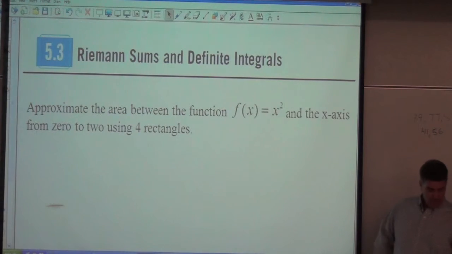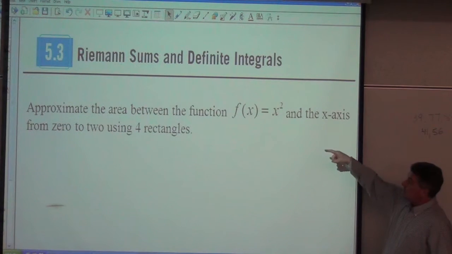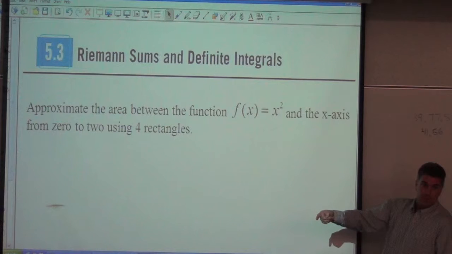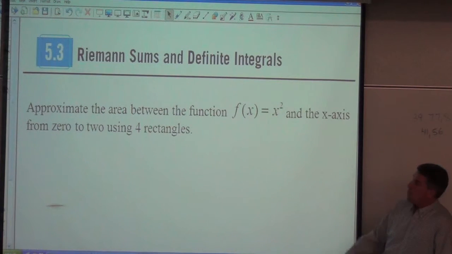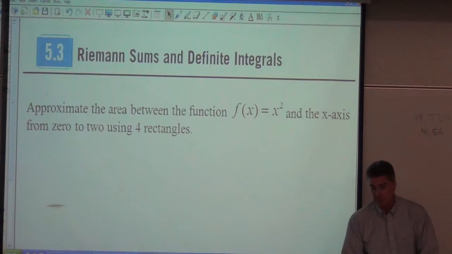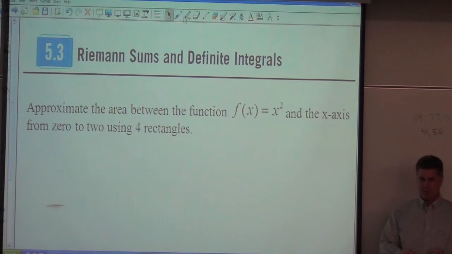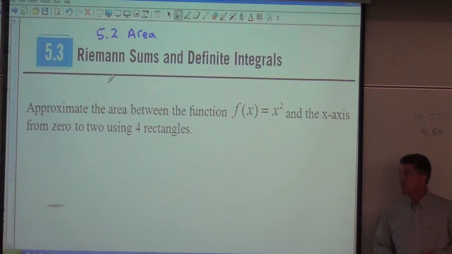Section 5.2 talks about area, then 5.3 is Riemann sums. So we're going to do 5.3, but while we're doing it, we'll also talk about 5.2. 5.2 is built into 5.3, so really I can call this 5.2 and 5.3. 5.2 was area. These Riemann sums actually find area.